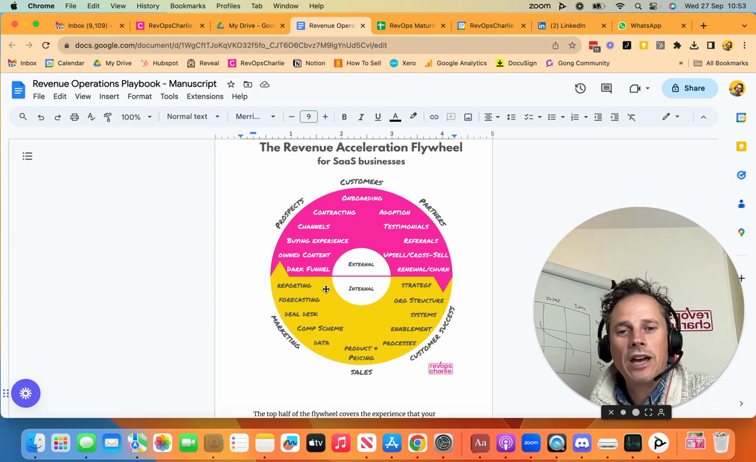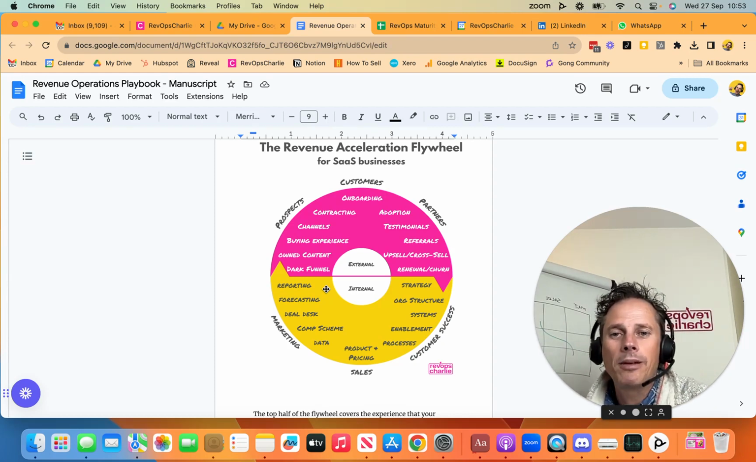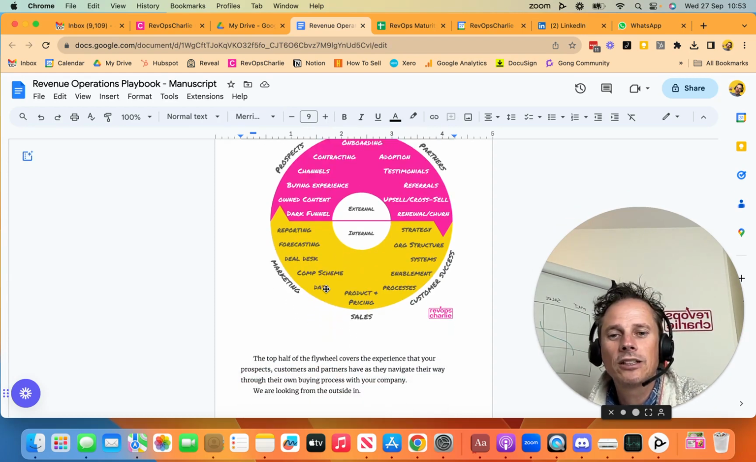What is their experience and how can we iterate and improve on that? And then below that are the 11 internal capabilities. So across our marketing, sales, and customer success teams, what do we need to deliver in order to enable those external capabilities for our prospects, customers, and partners?